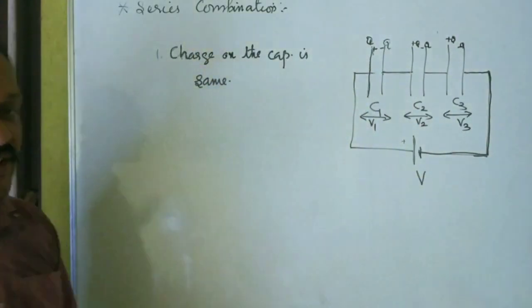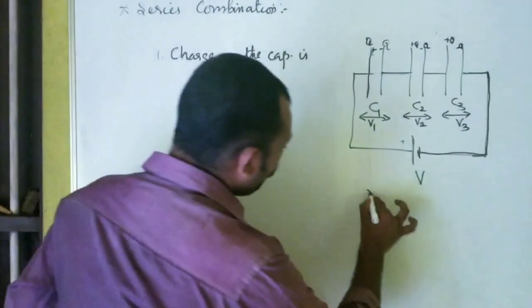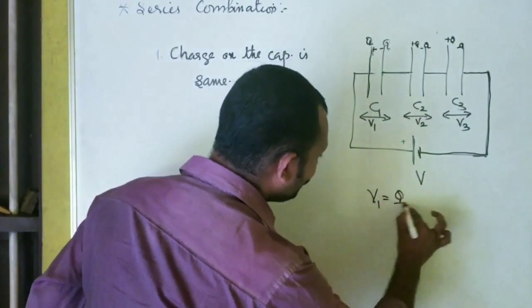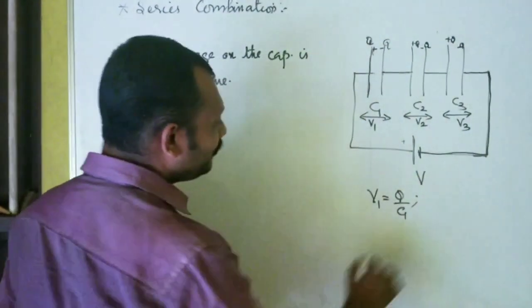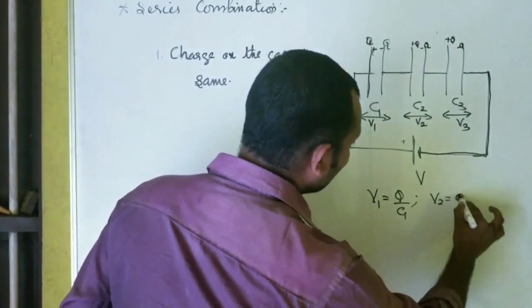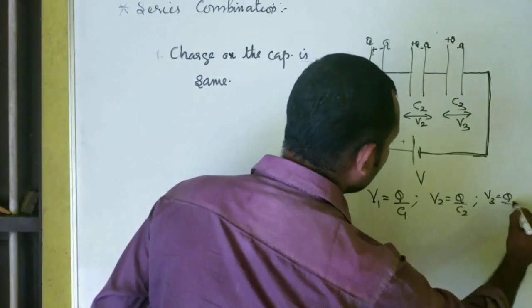Why are V1, V2, V3 different? Because the capacitances are different, right? You can say V1 is equal to Q divided by C1. Q means the charge on each capacitor, as we have seen in the previous video. V2 is equal to Q divided by C2. V3 is equal to Q divided by C3.